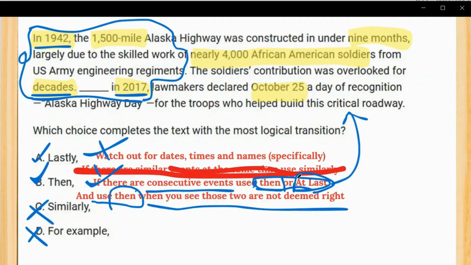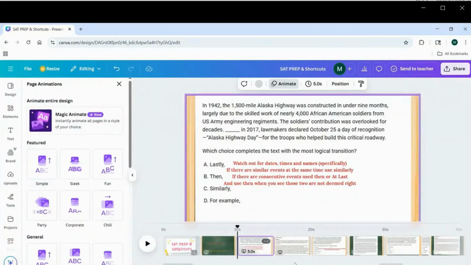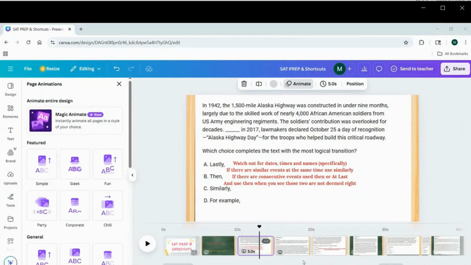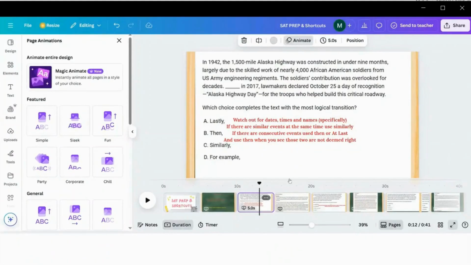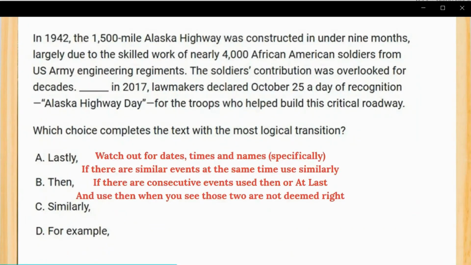Now remember that. When do we use at last? And when do we use then? For the most part, they're consecutive events, right? But now there's the question. Okay, here again. So the thing is, when do we use then and at last?